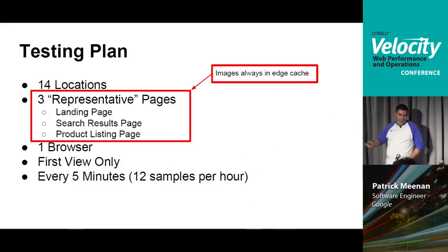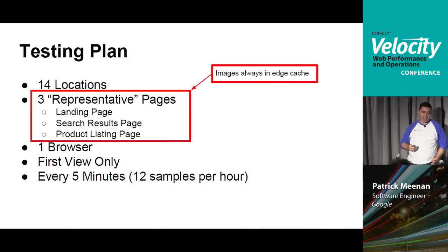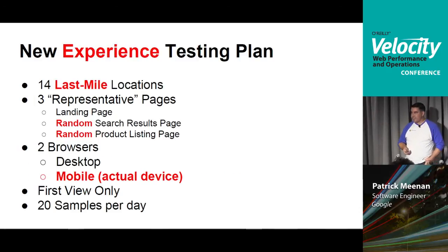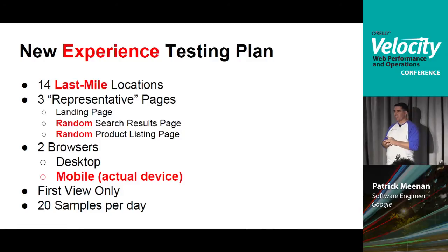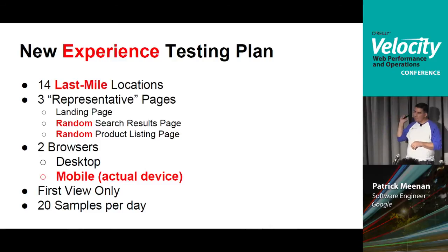So what we ended up doing, because we had the problem with the images always in the cache, was we changed our testing plan. We're going to be running from last mile instead of backbone. We're going to be testing random search results and listing pages so that we can test the long tail of data. And with browsers, we're no longer just testing desktop. We're also testing mobile. And on mobile, it's absolutely critical to test on a real device.